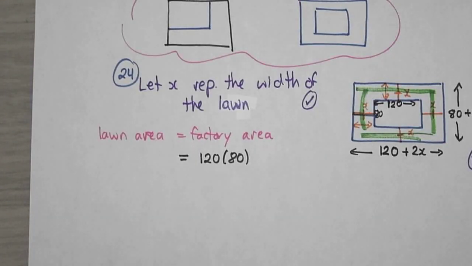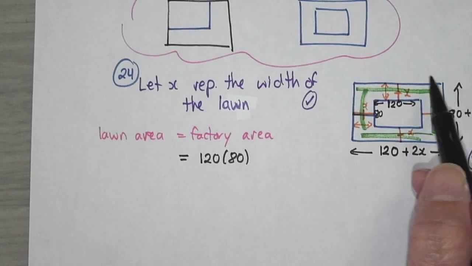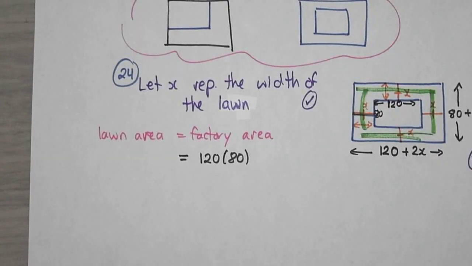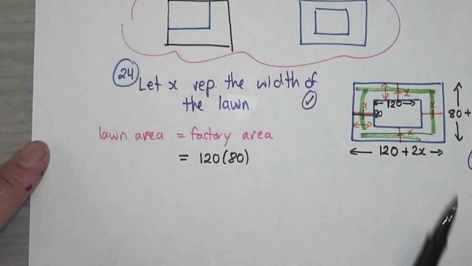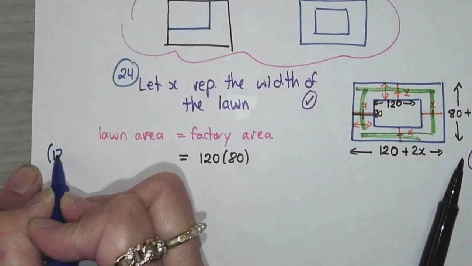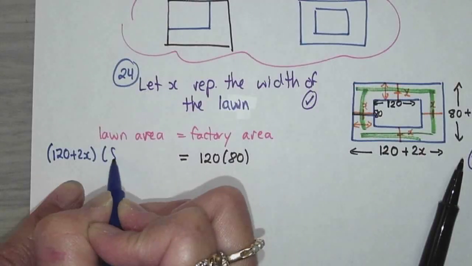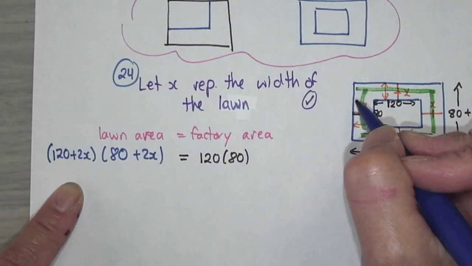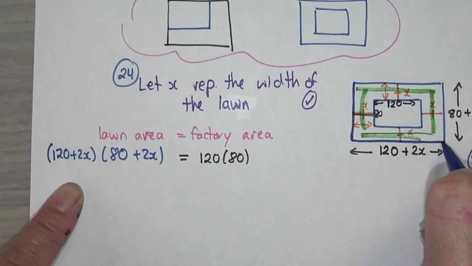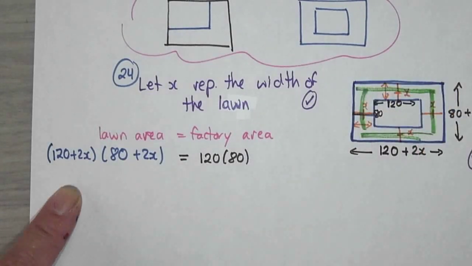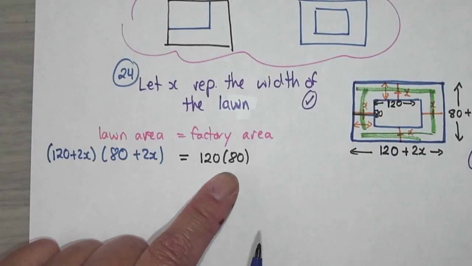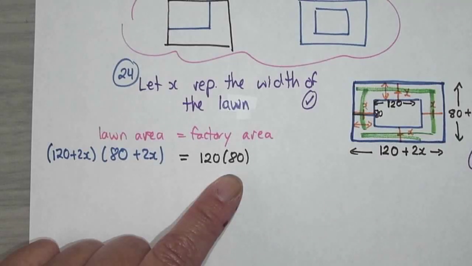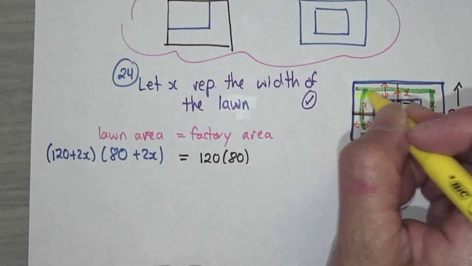True? Okay. So what is the area of the whole big rectangle? Do we know that? What is it? Yeah. 120 plus 2x times 80 plus 2x. So the whole area is 120 plus 2x times 80 plus 2x, right? That's the big rectangle. That's the whole thing from the outside here to the outside here. The whole rectangle, yes? Okay. Is that 120 by 80? No.